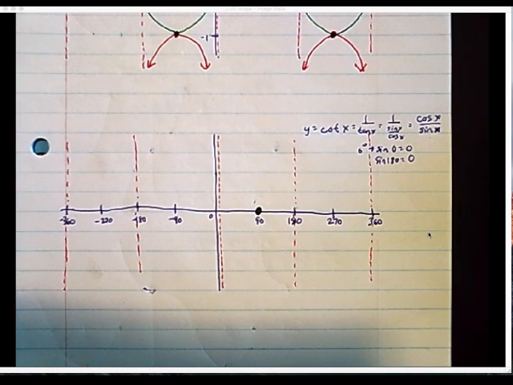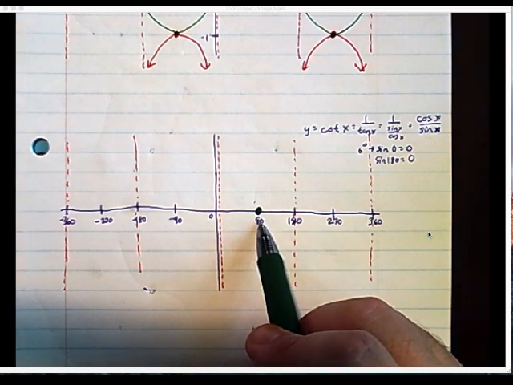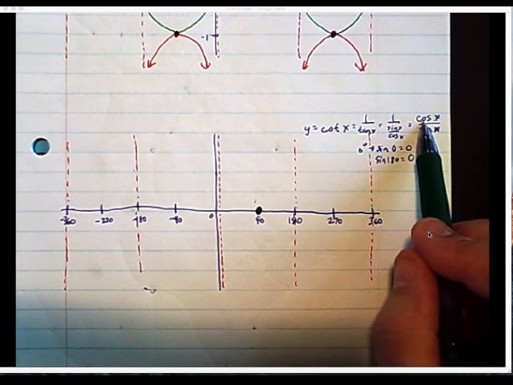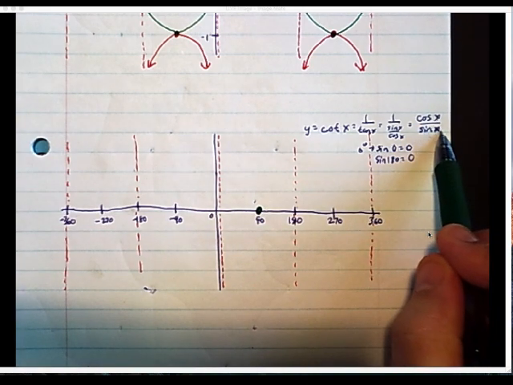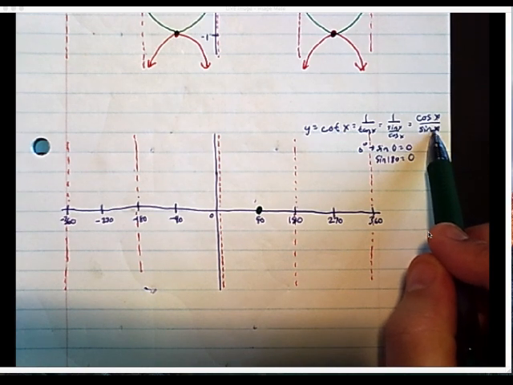All right. So what's true between 0 and 90 degrees? The first quadrant of the unit circle. Both of these things are positive there. So cosine of any number between 0 and 90 is positive. Sine of any number between 0 and 90 degrees is also positive. So a positive divided by positive is positive.